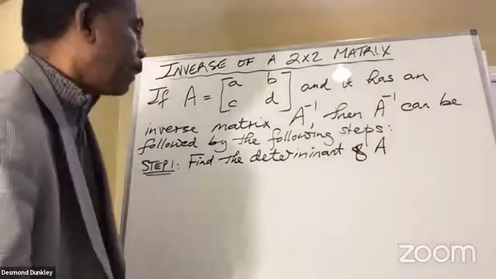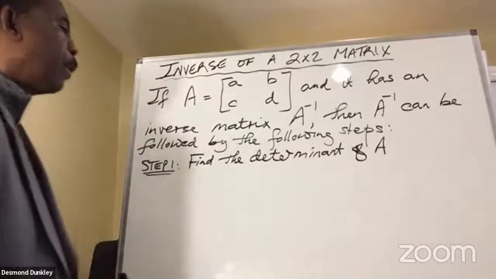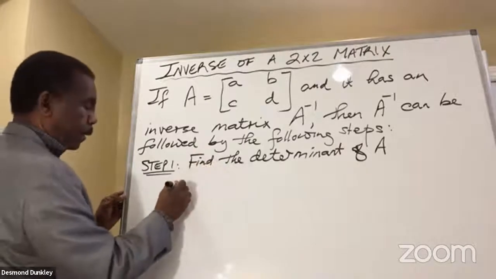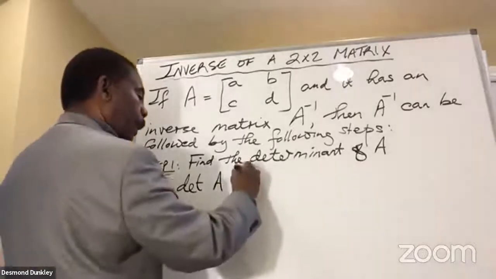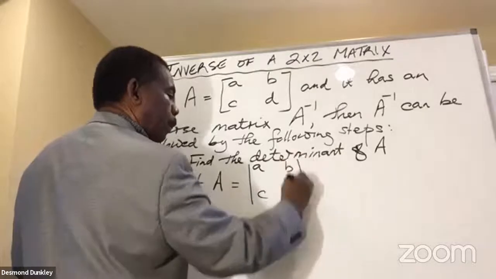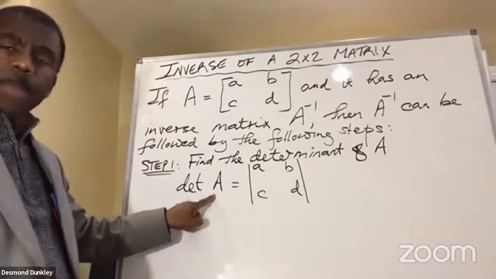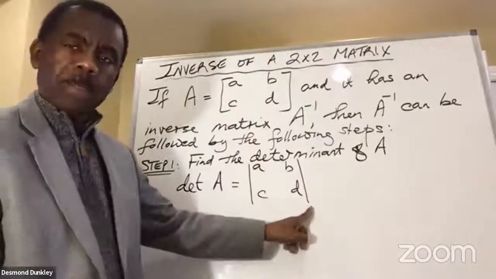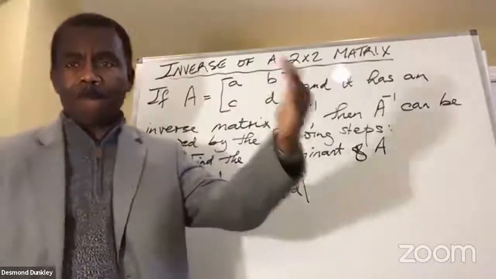Find the determinant. Determinant of A. Okay? So it's abbreviated determinant of A. It's also written as A, B, C, D. So you can write DET for the abbreviation DET A, or you can have the absolute value symbols. Okay? So this is a number, whereas this is a matrix.